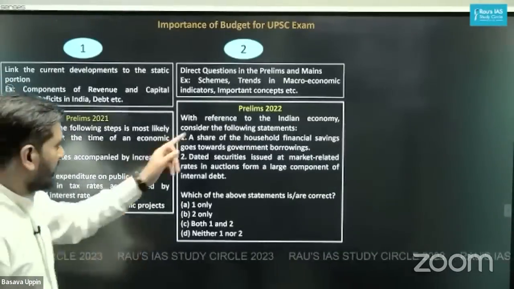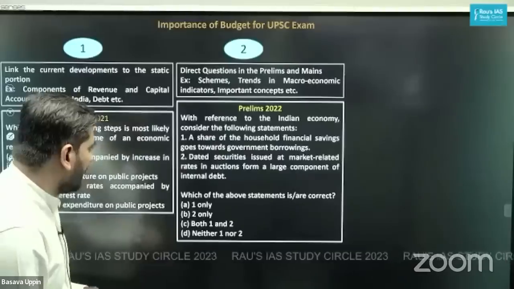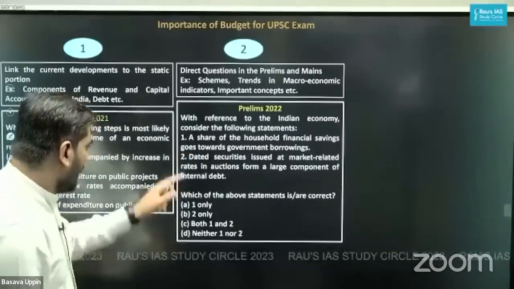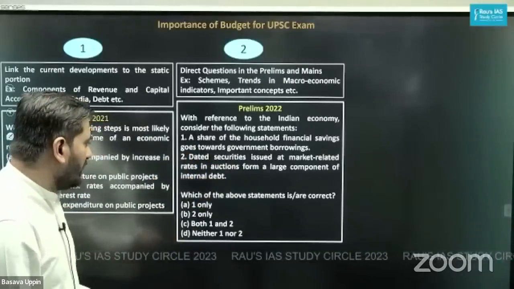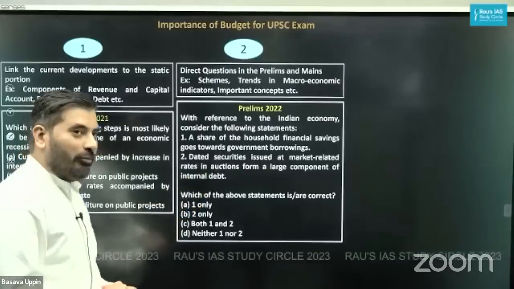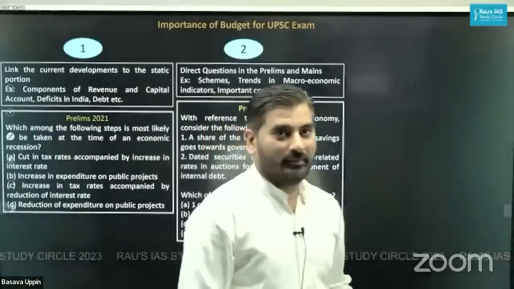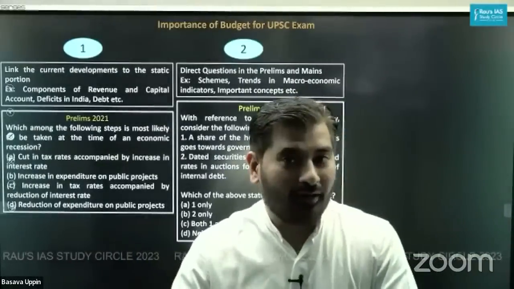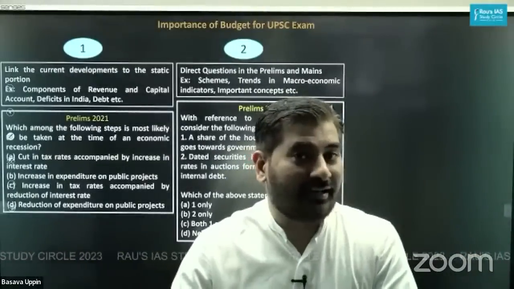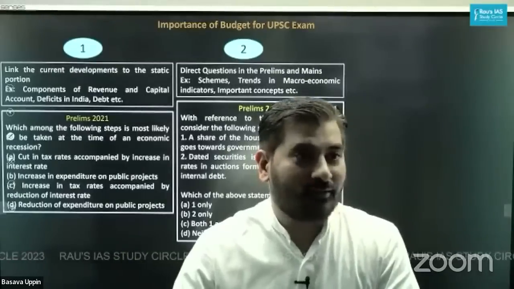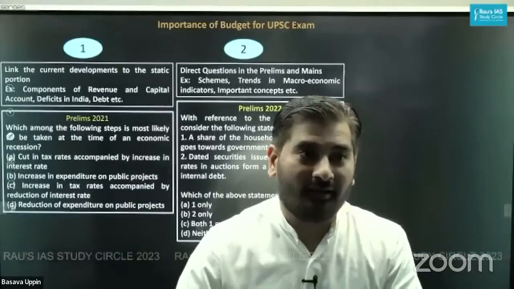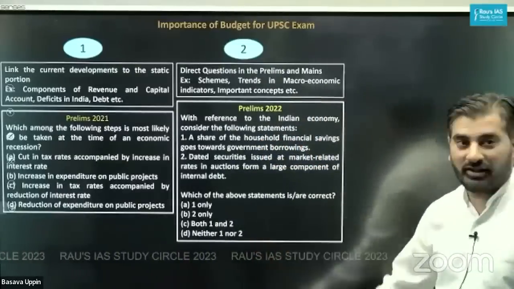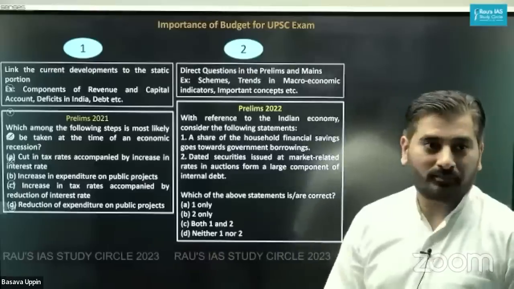This question is with reference to Indian economy, consider the following statements. A share of household financial savings goes towards the government borrowings. Dated securities issued at market rated rates in auctions form a large component of internal debt. Now, if you have gone through my last year's budget, you would easily know the right answer. In the last year's budget, I had clearly discussed this particular aspect. So what's the answer to this particular question? Good Abhilash, good Gayatri. The right answer to this particular question is both 1 and 2.